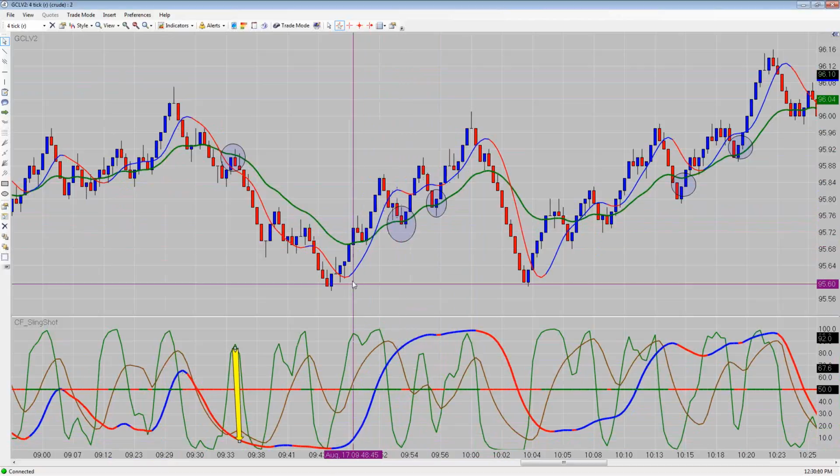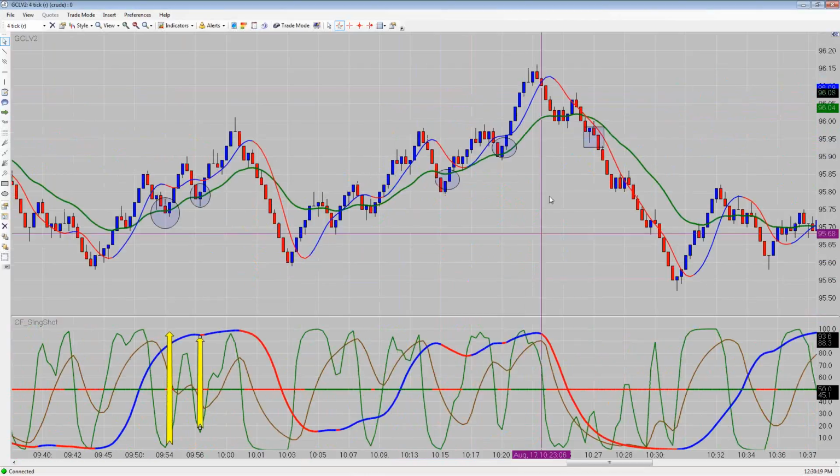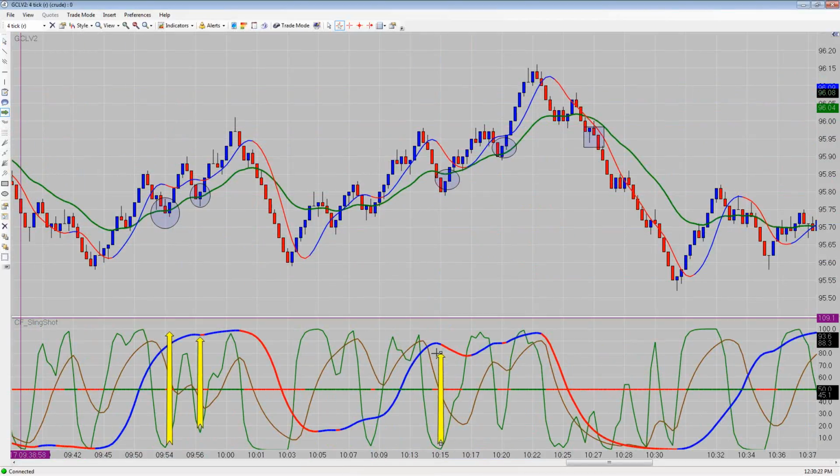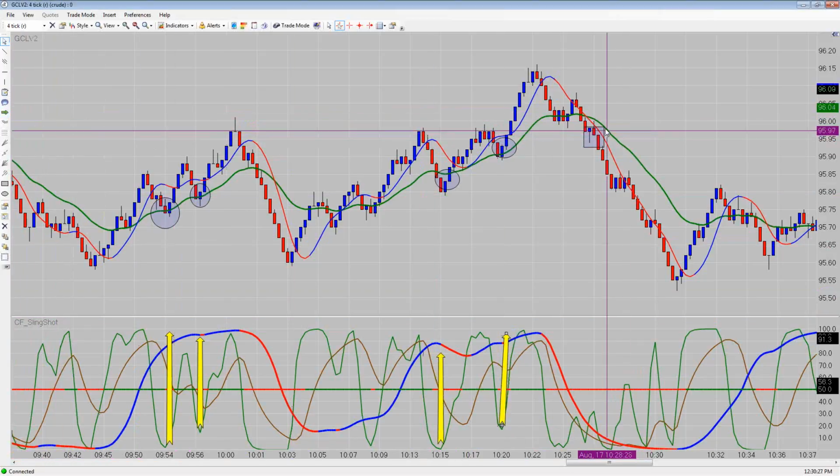Okay, and right here we had a bullish cross, a test of the BBC with an up close, and we had bullish divergence down here. We had it again and again over here. Same thing over here on the crude oil, right there, and again, right there.